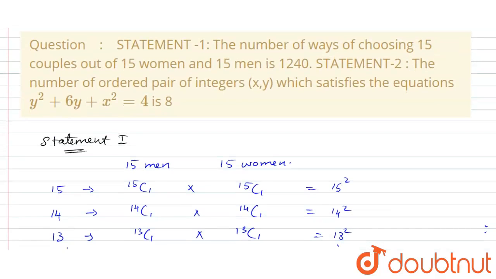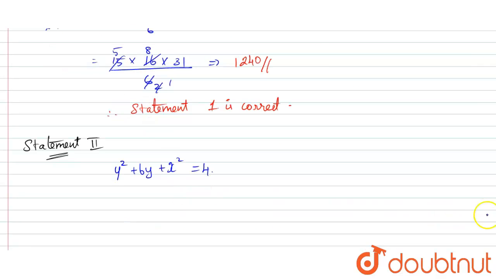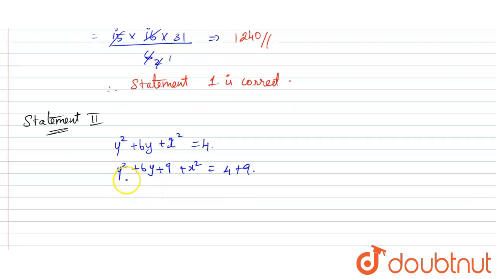y square plus 6y plus x square equal to 4. Now I'm going to add the value 9 on both sides, so it remains the same. So y square plus 6y plus 9 plus x square equal to 4 plus 9. Therefore y square plus 6y plus 9 is equal to y plus 3 the whole square, using the formula y plus 3 whole square equal to y square plus 3 square, 9, plus 2 into a b.